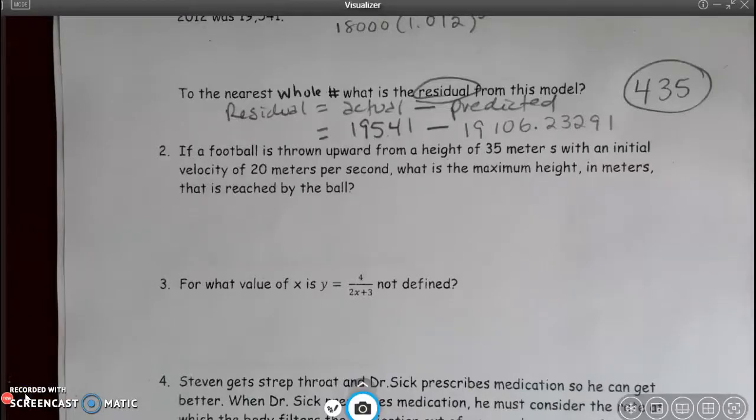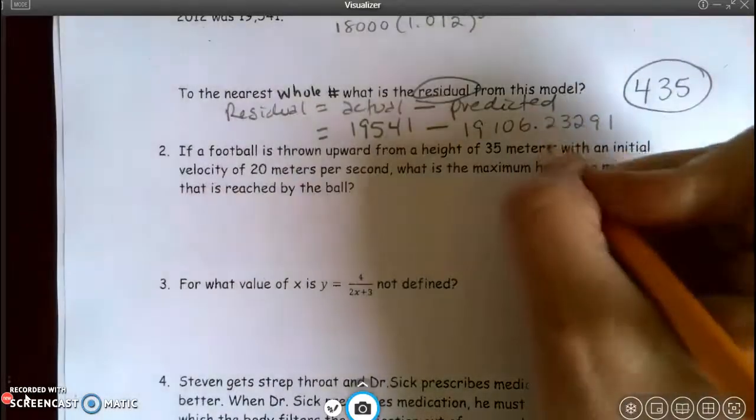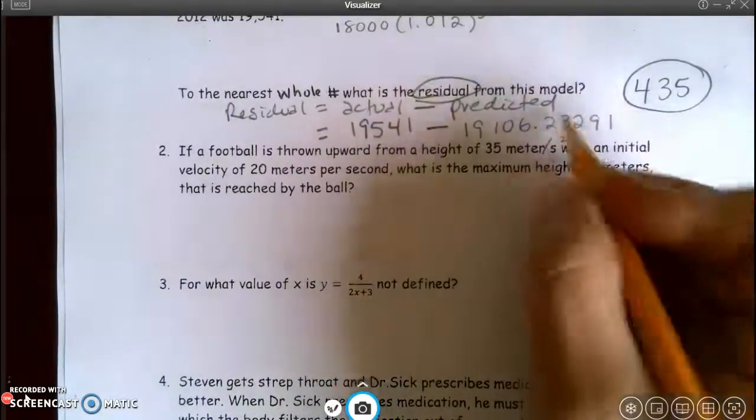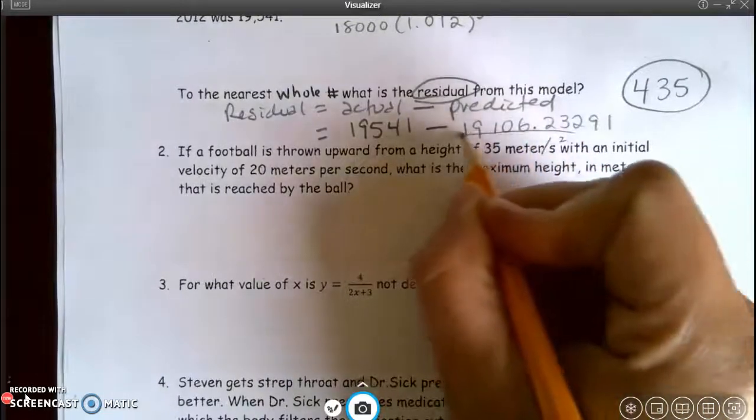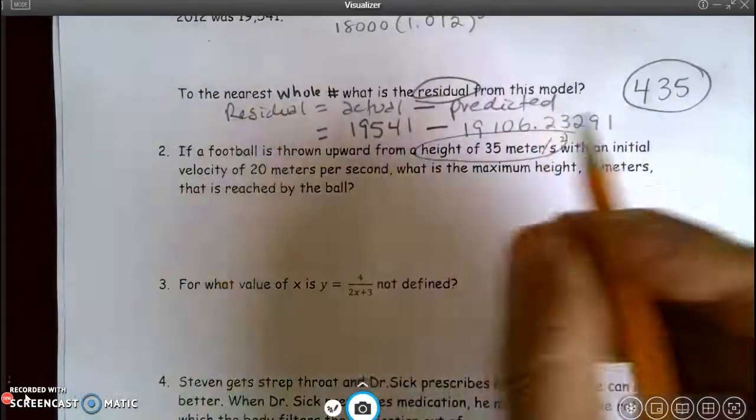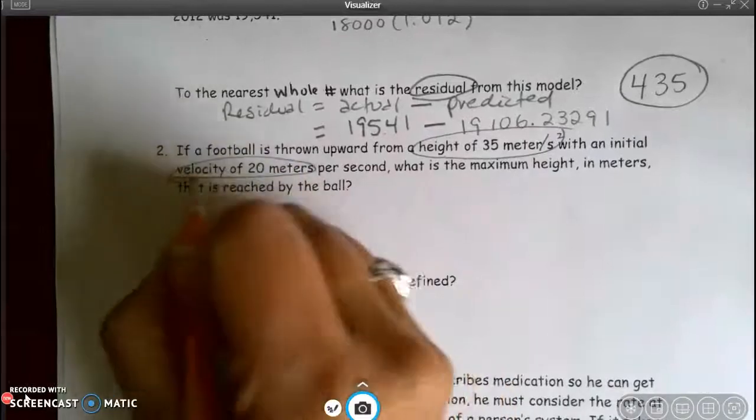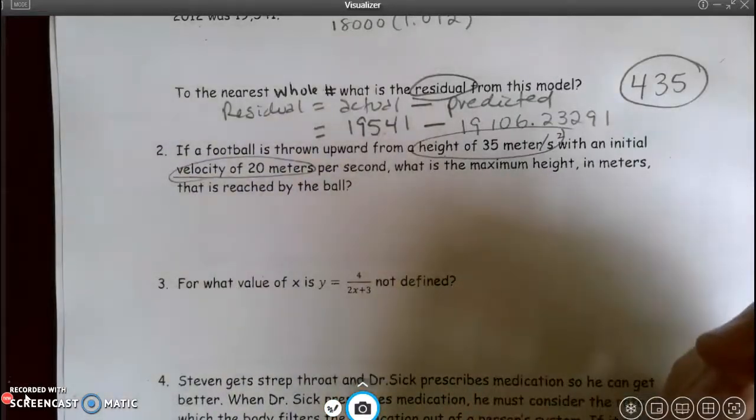Okay. Number 2, if a football is thrown upward from a height of 35 meters per second squared is what that's supposed to say. So the initial height is 35, an initial velocity of 20 meters. What is the maximum height in meters reached by the ball?